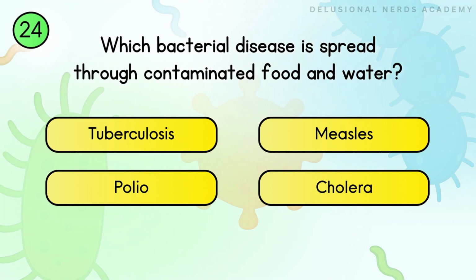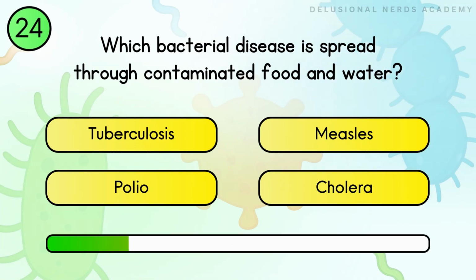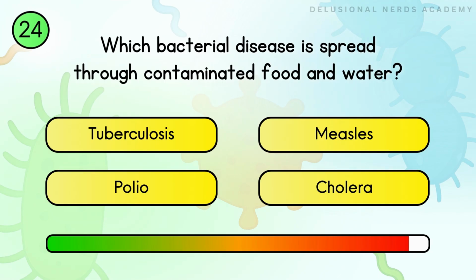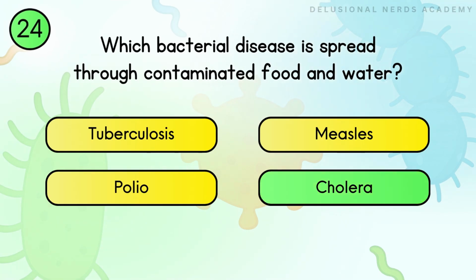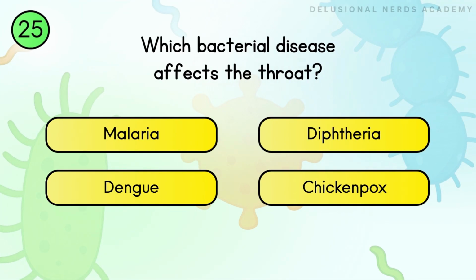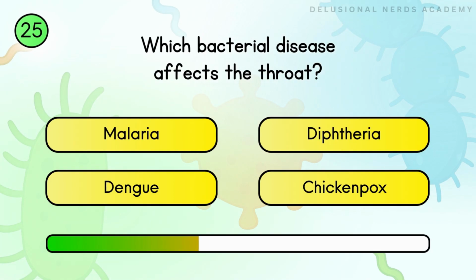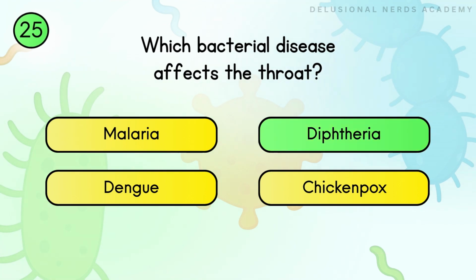Which bacterial disease is spread through contaminated food and water? Cholera is the one that can spread through contaminated food and water. Which bacterial disease affects the throat? Diphtheria infects the throat and respiratory tract.